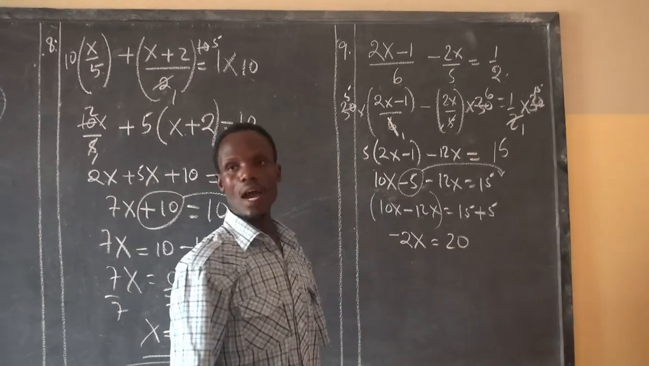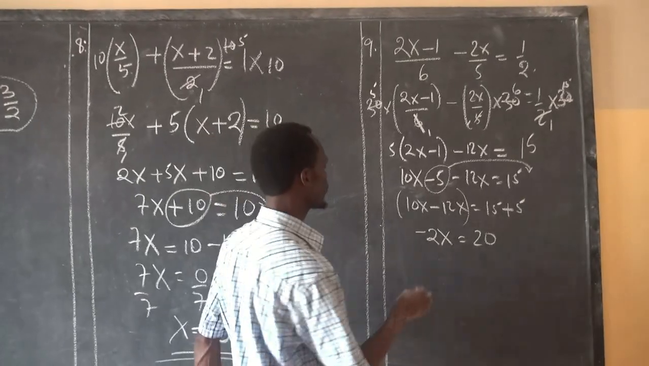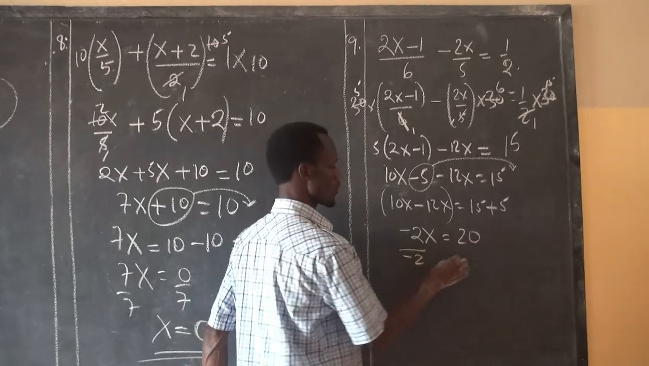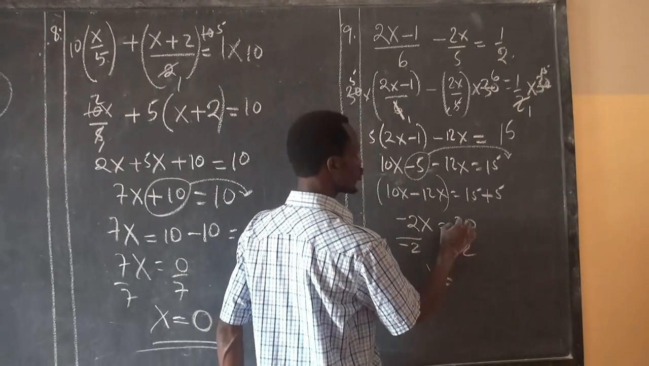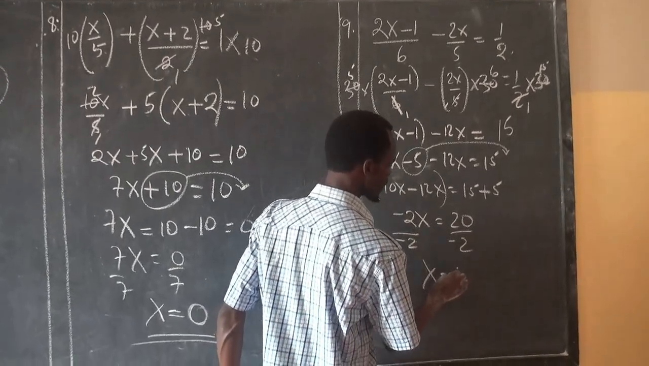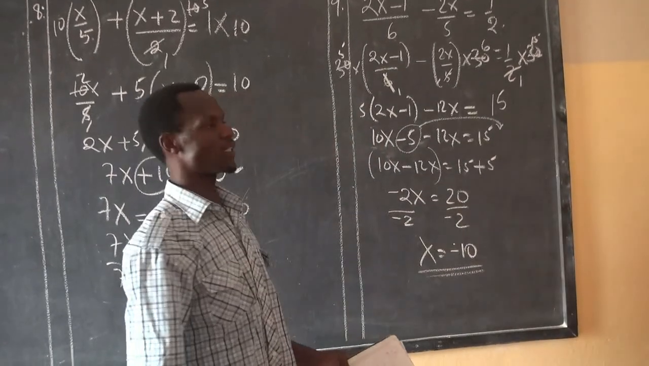Now, we are looking for the value of x. What next? We have to divide it by negative 2 both sides. Now, x is equal to 20 divided by negative 2, which is equal to negative 10. Now, the value of x is equal to negative 10.